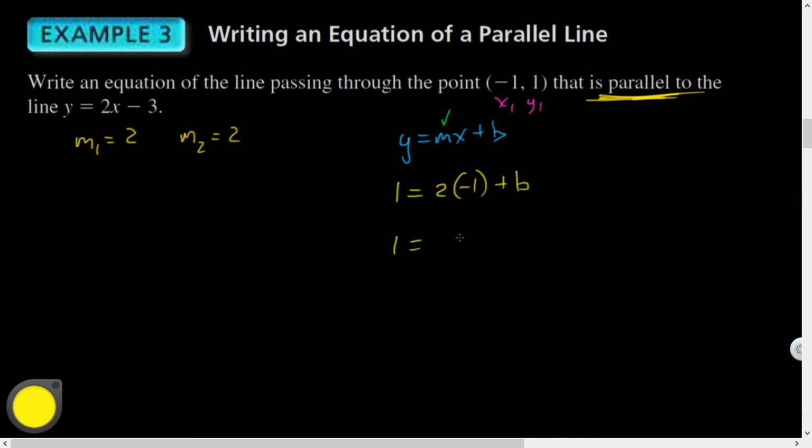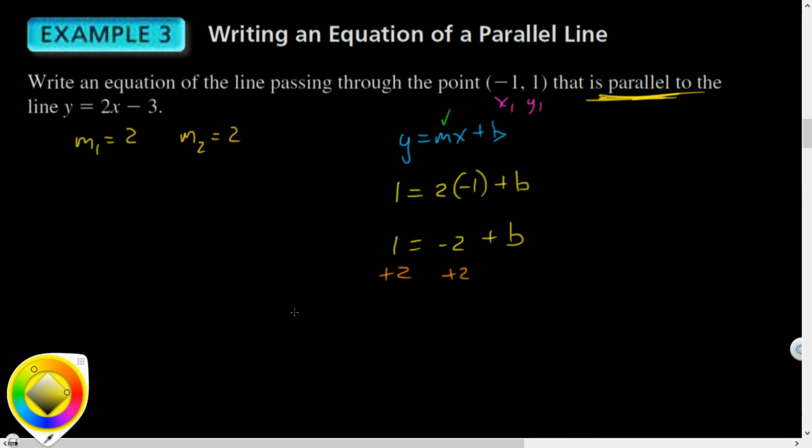1 is equal to 2 times -1 is -2 plus b. How do I solve for b? What do I do to both sides? Add 2 to both sides. I get b equals 3. Guys, we found the missing piece of DNA.